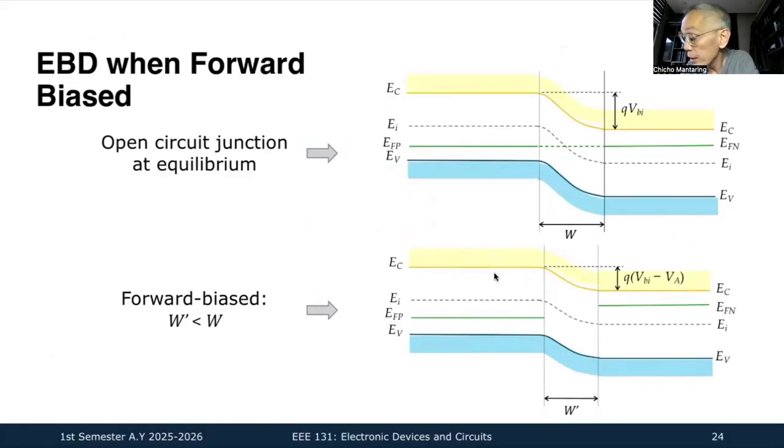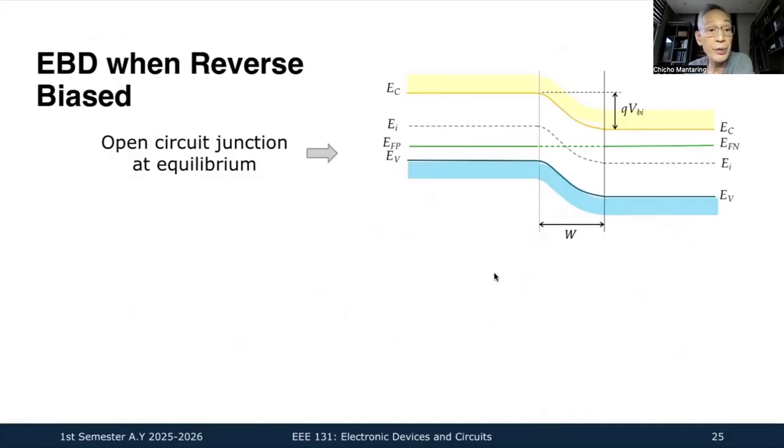Okay. Notice that now your Fermi levels will no longer be aligned. And that is understandable because your semiconductor is no longer in thermal equilibrium. One of the things that will happen is the width of your depletion region will decrease. So this will become smaller, and the width of your depletion region will decrease.